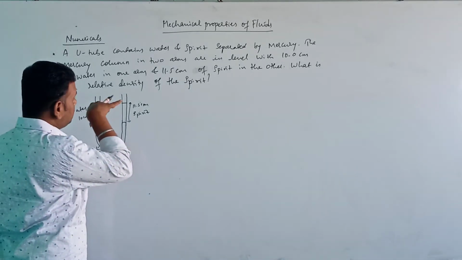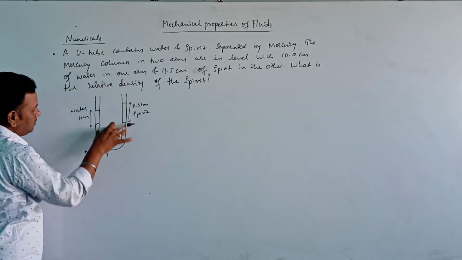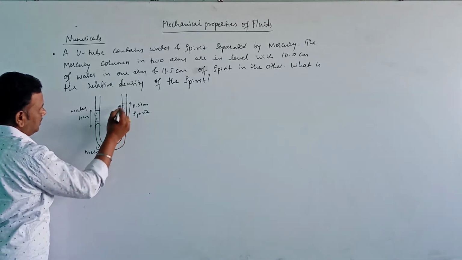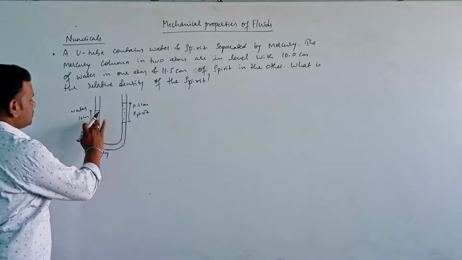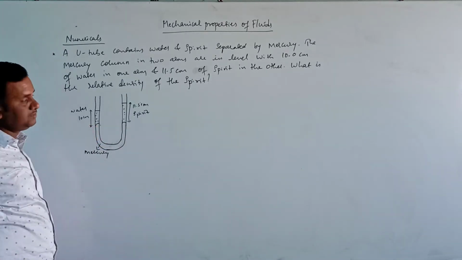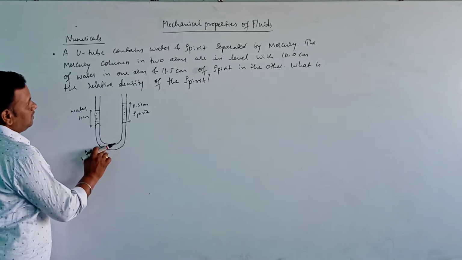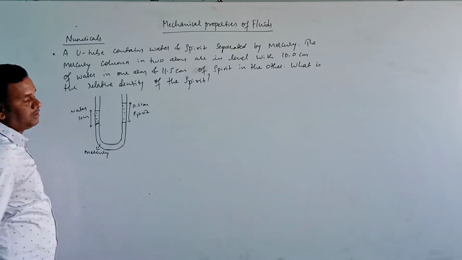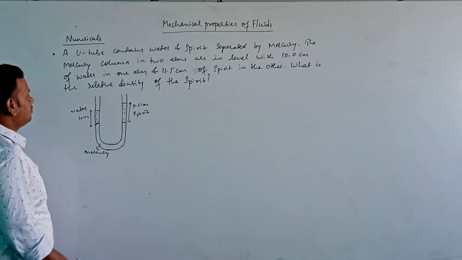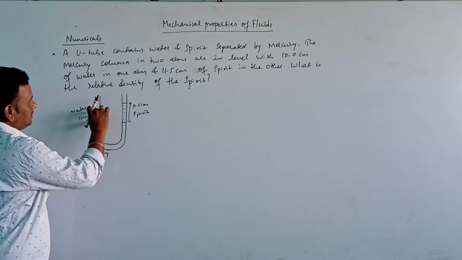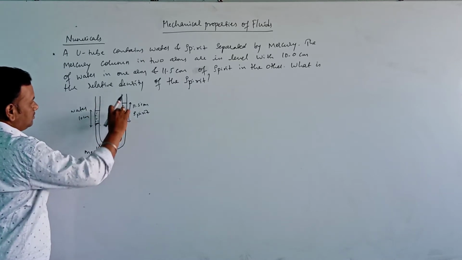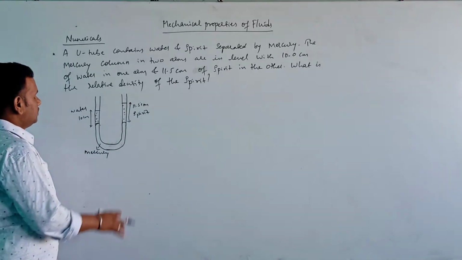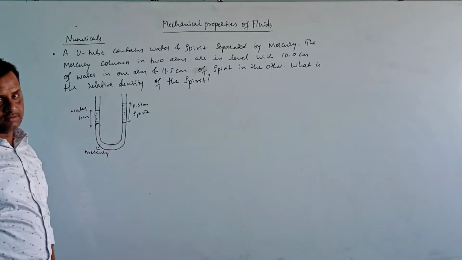Now, as this U-tube contains water and spirit, and these two are separated by mercury, and here the mercury in the two arms is in level. Okay, there the mercury is in level, with the 10 centimeter of water in one column and 11.5 centimeter in another column. So we need to find the relative density.